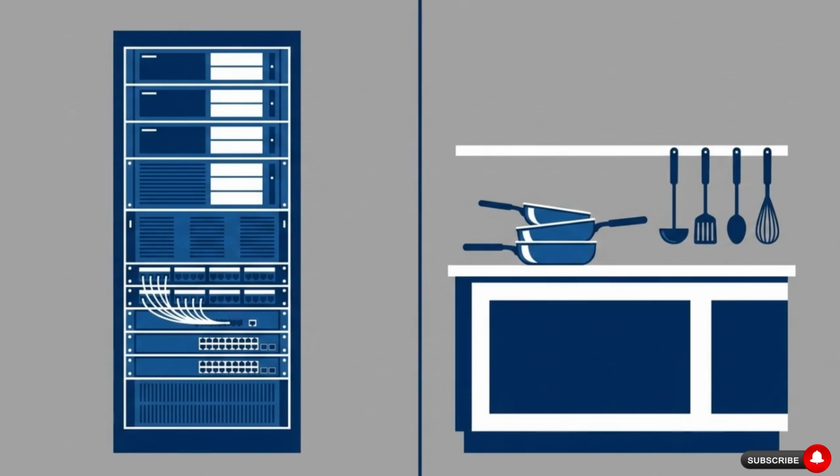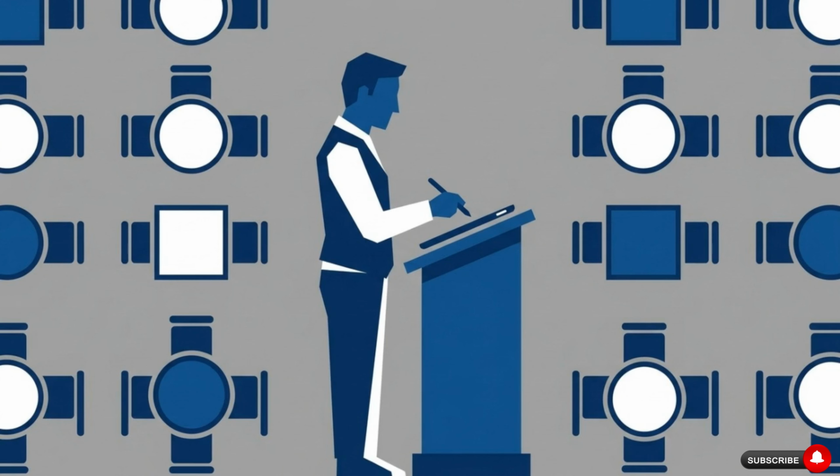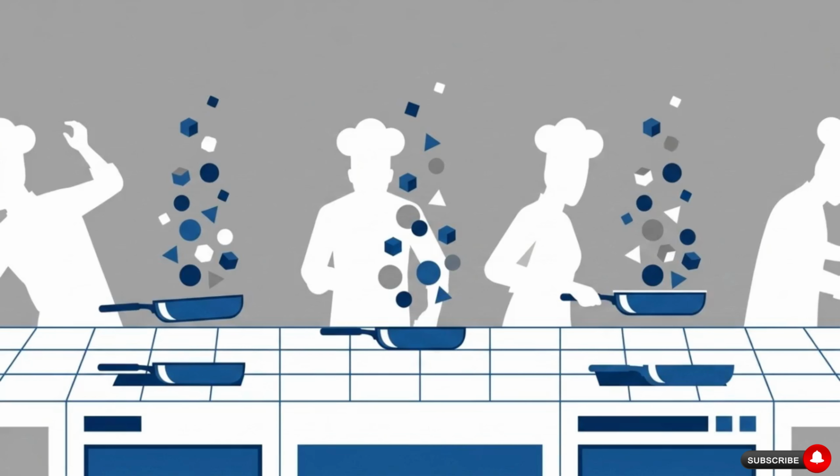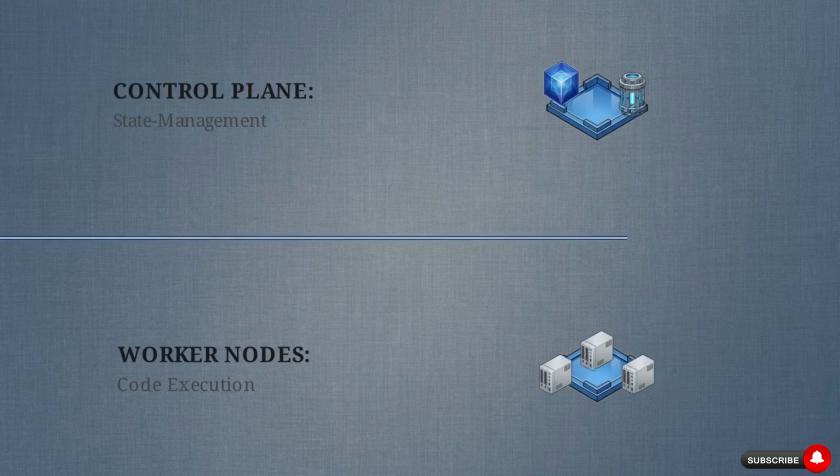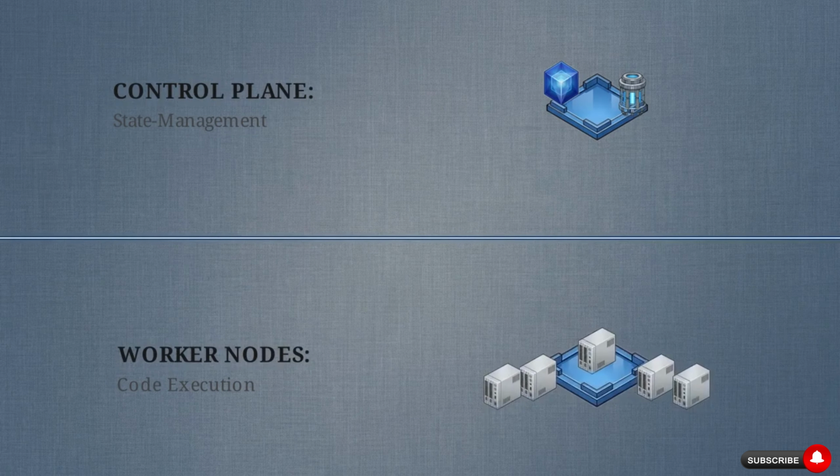Rather than thinking about this as a rack of hardware, it makes more sense to look at it like a highly structured Michelin star restaurant brigade. A busy restaurant survives a Saturday night rush by strictly separating the front-of-house management taking orders from the chefs cooking the food in the back. Kubernetes applies that exact logic to software, separating state management from code execution to achieve scale without collapse.